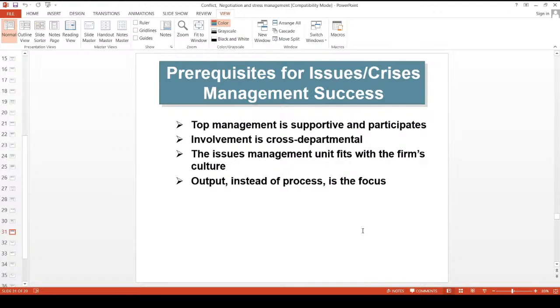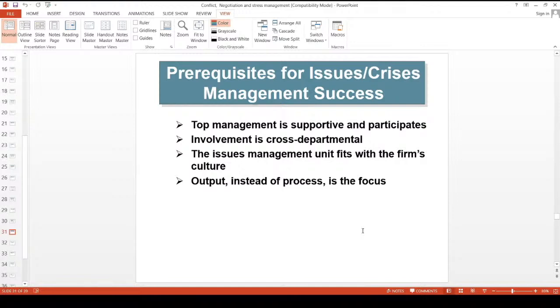Prerequisites for issues and crisis management success. What are the prerequisites? What are the different assumptions on which this issue resolution strategy will be successful? One of the most important prerequisites or assumptions is top management support. If the top management's support is there, and they actively participate in this issue resolution management process, then it will be more successful. Otherwise, if the top management is not committed and not supportive, it will be very difficult for the managers to resolve the different issues.